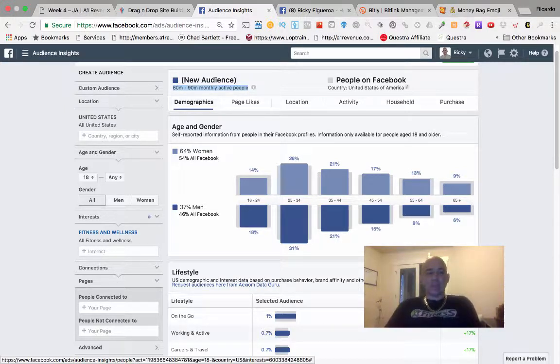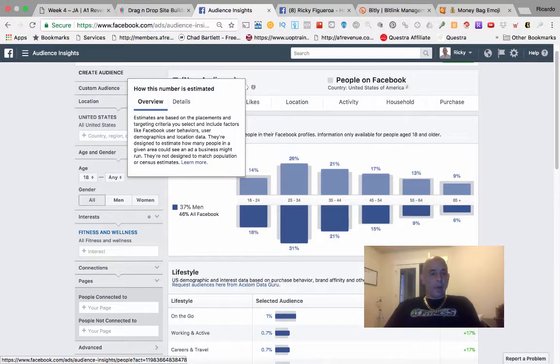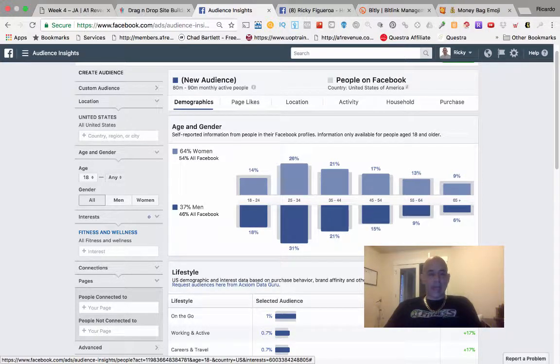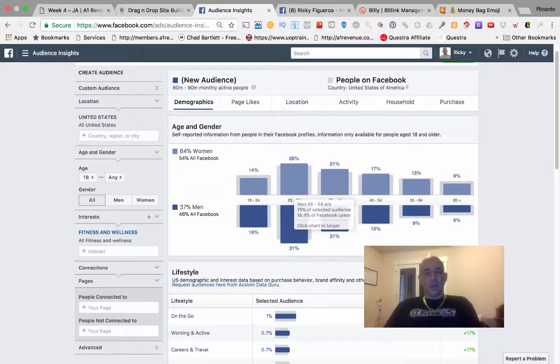So right now Facebook is telling me, out of all these 80 to 90 million people that are active on Facebook, from 18 to any, that are living in the United States and are interested in all fitness and wellness, including all those categories that we included, because we included the entire category of fitness and wellness, not just one of them. 14% of them are 18 to 24, 25 to 34, 26%. 21% is 35 to 44, 17% only are 45 to 54, and 55 to 64 are 13%, and so on. You get the idea.